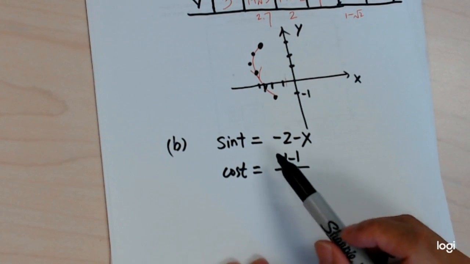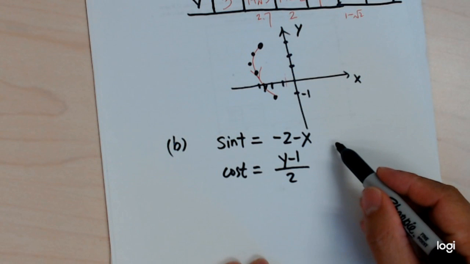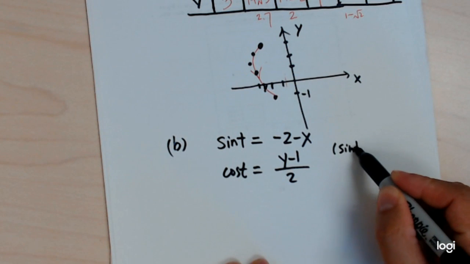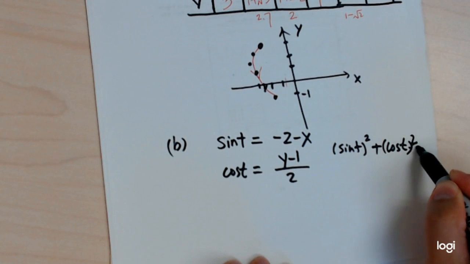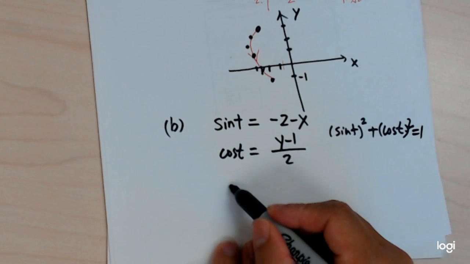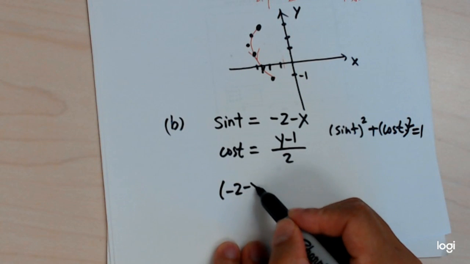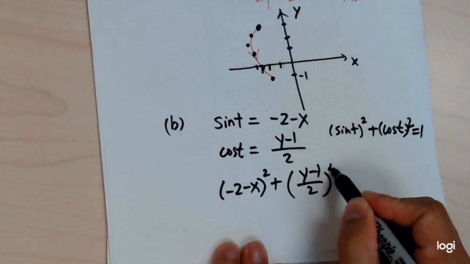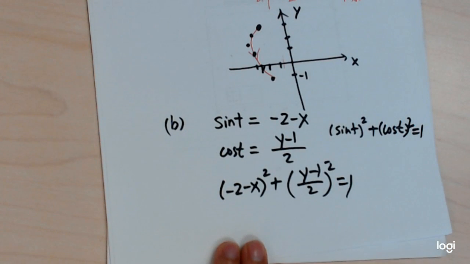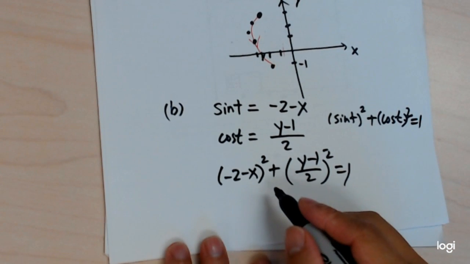So now we're going to use the identity that sine t squared plus cosine t squared is 1. Just plug that in. Here's what I end up with. Okay? And that's the Cartesian equation I'm looking for.